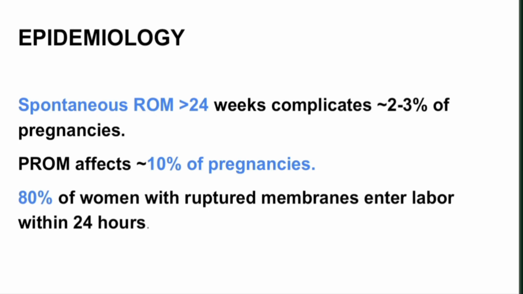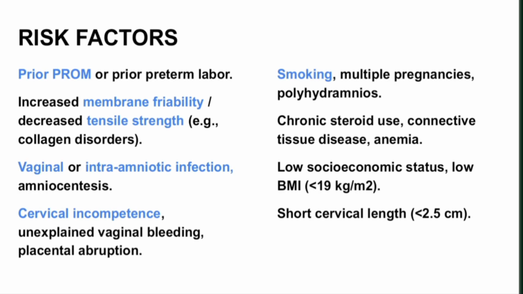premature rupture of membranes affects about 10% of pregnancies worldwide, and about 80% of women with premature rupture of membranes enter labor within 24 hours. The other thing we need to talk about is it complicates about 2 to 3% of pregnancies. To dive deep into the risk factors, we need to understand how these risk factors cause or can predispose women to having premature rupture of membranes.